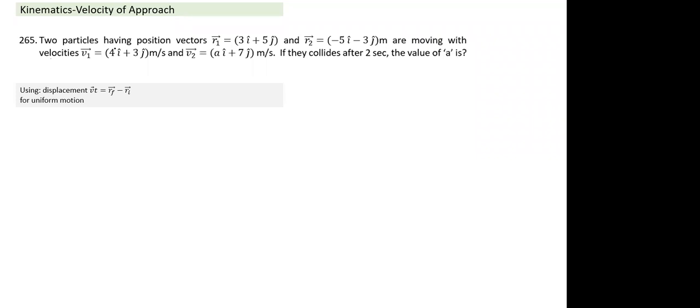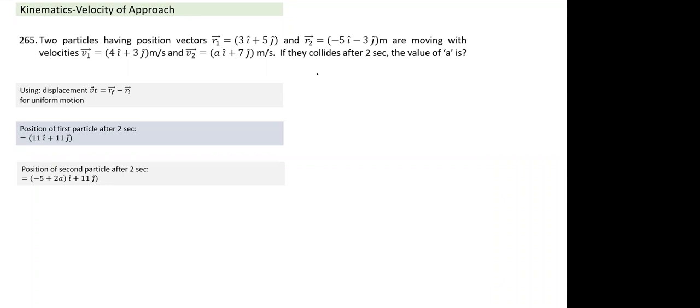T is 2 seconds. So to find the position vector of the first particle after 2 seconds, I multiplied this term by 2. So 4 into 2 is 8, plus 3 is 11, and 6 plus 5 is 11. So I find the position of the first particle after 2 seconds is 11 i cap plus 11 j cap. In a similar way, I find the position of the second particle also. In this case, it comes to minus 5 plus 2a and minus 3 plus 14. So it becomes 11.